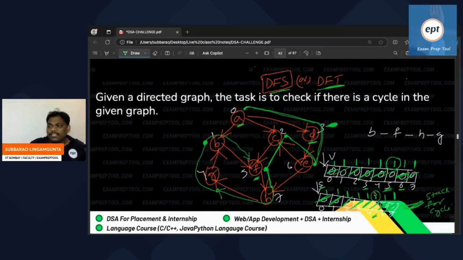He should be there in the stack. See, he is there in the stack also. You are widgeting again and he is present in the stack also. That is the indication of cycle.